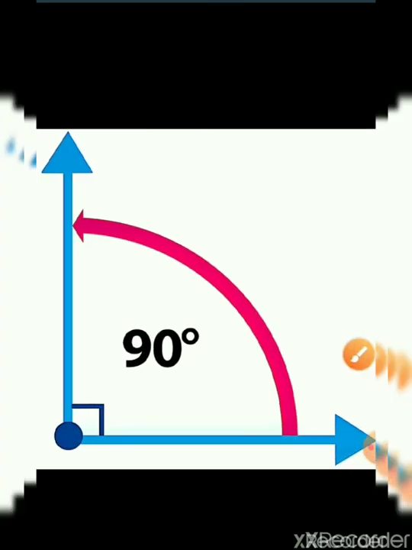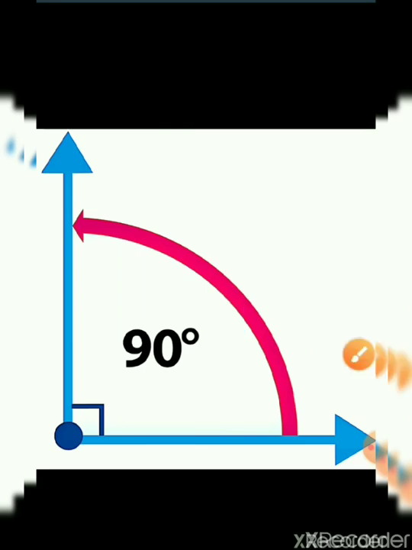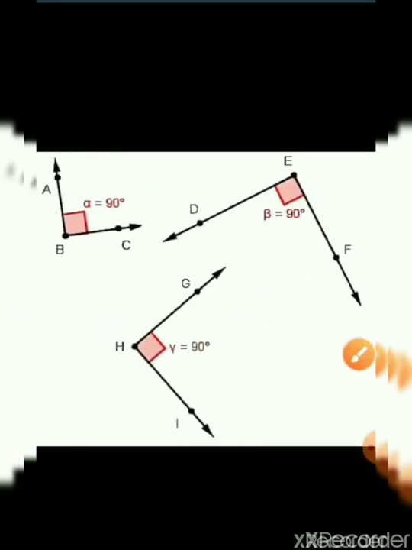Now here you can see this angle is exactly 90 degrees. So this angle is called a right angle, as its measure is exactly 90 degrees. Now let's see some more 90 degree angles. In this figure you can see this angle is 90 degrees, this angle is also 90 degrees, this one is also 90 degrees. So all these are right angles.